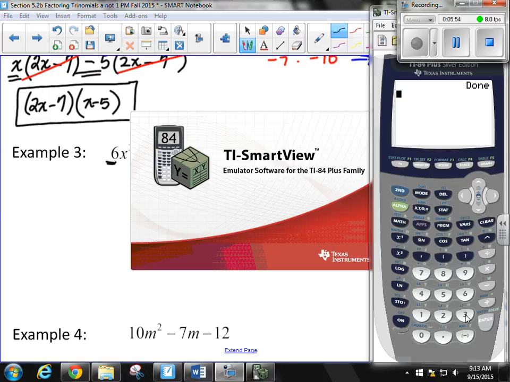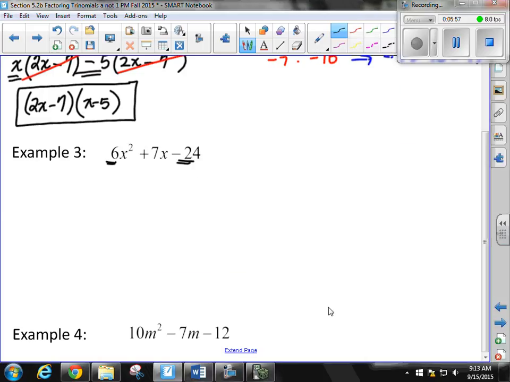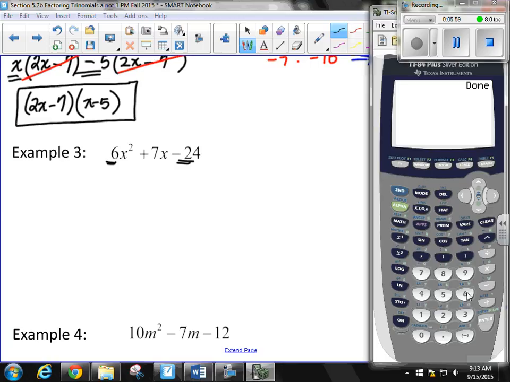So a times c, we have 6 times negative 24, which gives me negative 144. So I need to come up with all the factors of negative 144 that are going to add up to a positive 7.